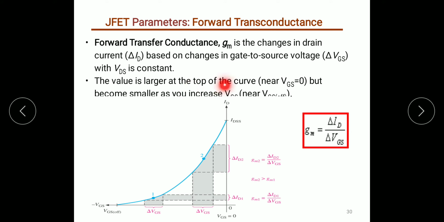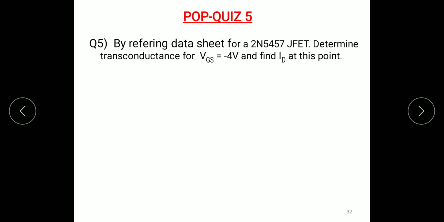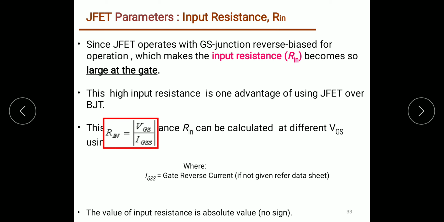The value is larger at the top of the curve near VGS equal to 0, but becomes smaller as you increase VGS. So this you have to remember. The datasheet normally gives the values of GMO and GFS, so we will skip this. The next parameter is input resistance, R in. It is the ratio of VGS upon IGSS, where IGSS is the gate reverse current.